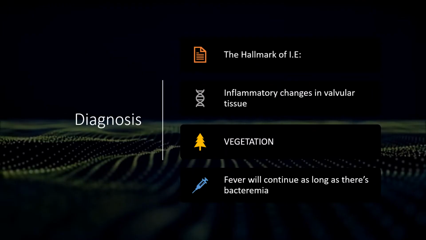Before going further, let me branch at an aspect of infective endocarditis, which is diagnosis. And the hallmark of that will be the presence of inflammatory changes in valvular tissue at the site of vegetation attachment. And also, there will be fever as long as there is bacteria.